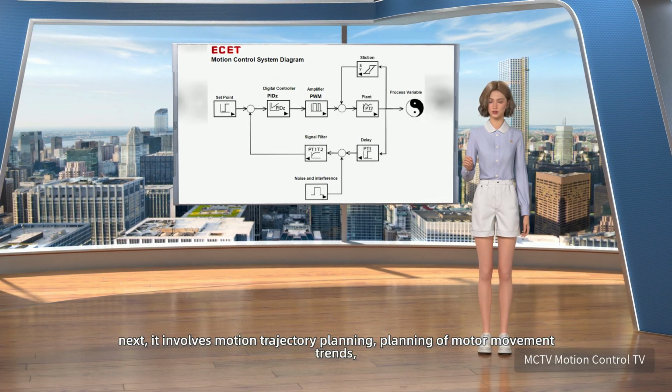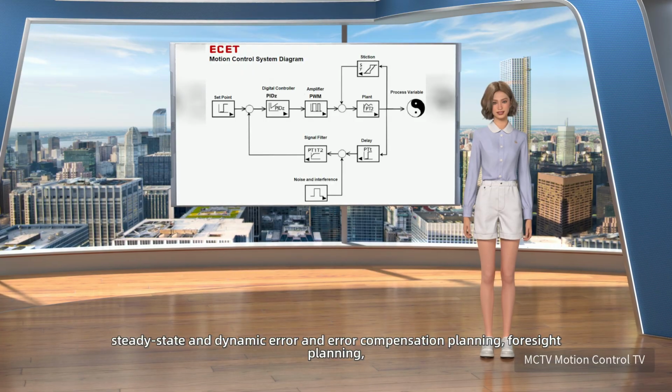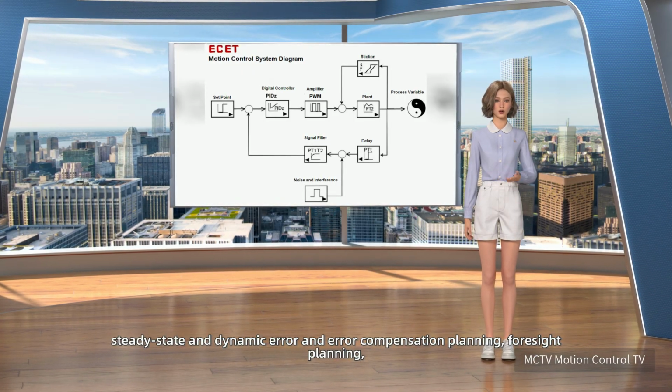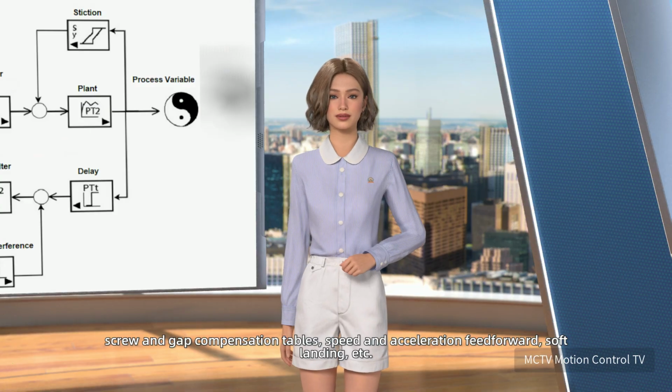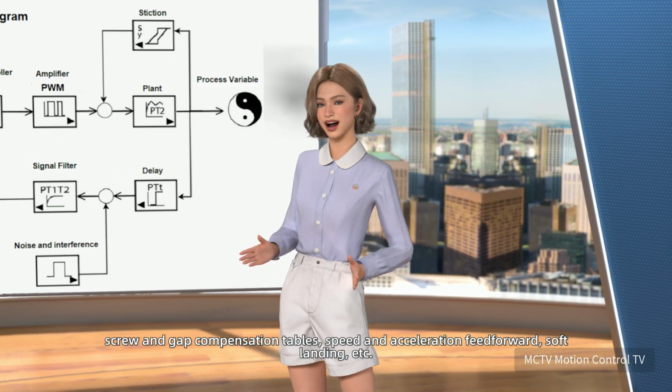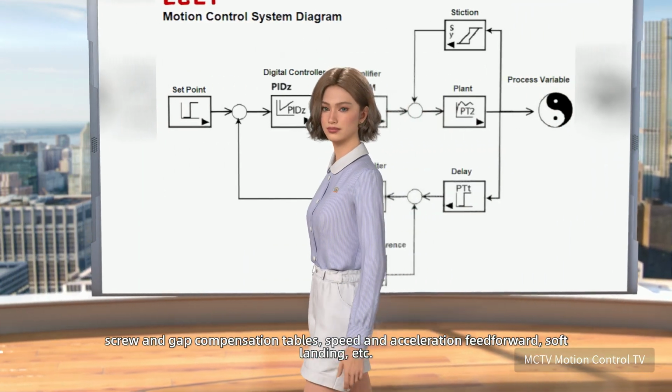Next, it involves motion trajectory planning, planning of motor movement trends, steady state and dynamic error and error compensation planning, foresight planning, screw and gap compensation tables, speed and acceleration feed-forward, soft landing, etc.